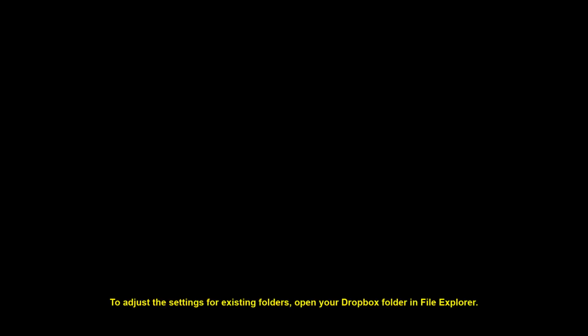To adjust the settings for existing folders, open your Dropbox folder in File Explorer. Right-click on any folder you wish to configure for Smart Sync. From the context menu, hover over the Smart Sync option.